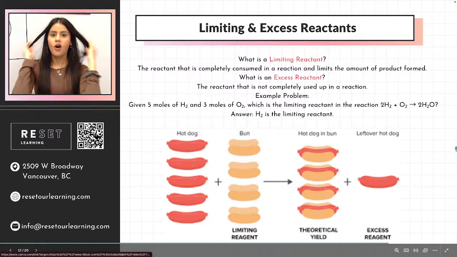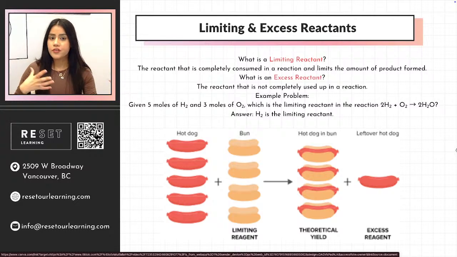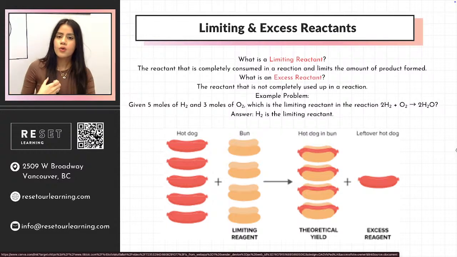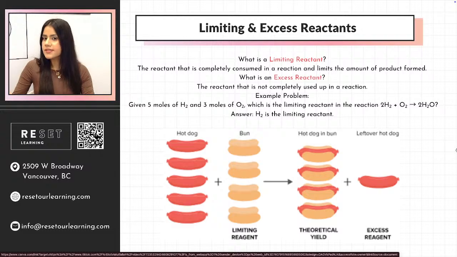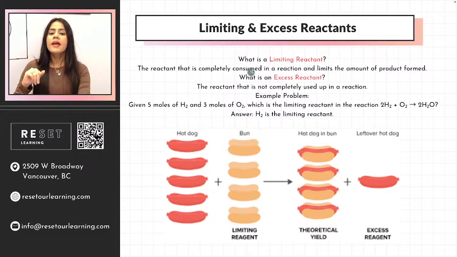All right, we're almost there. So another thing that we do need to kind of consider, stoichiometry also helps us figure out what is limiting, what is excess. So which of the reactant will run out first, which one that I have is in excess. So what is limiting? The reactant that is completely consumed in a reaction and limits the amount of product formed. So the one that runs out first is your limiting. Excess is the reactant that is not completely used up in a reaction, that you're still left with.